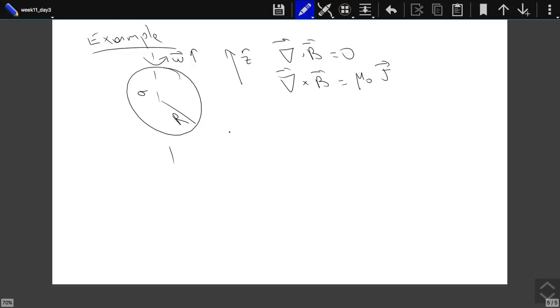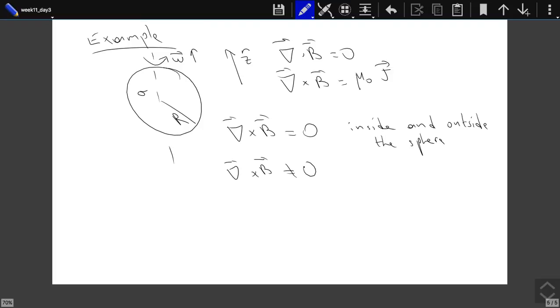Well, this tells me that curl of B is equal to 0 both inside and outside the sphere. You see, curl of B is non-zero on the sphere. Everywhere else it is 0.